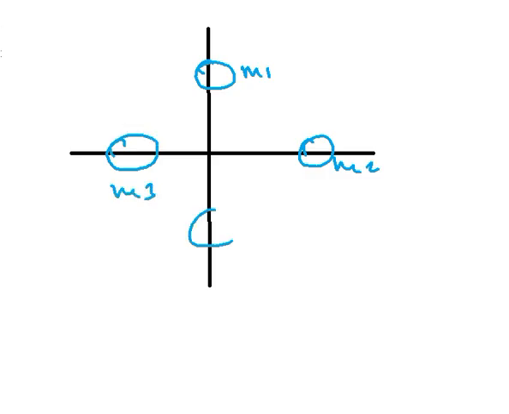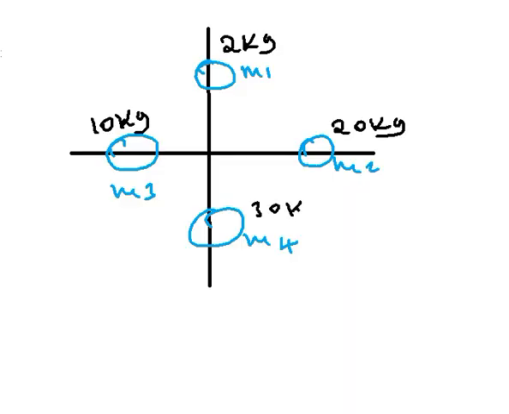And let's say we have a two dimension coordinate system. Let's say this is the case. This is the object of mass 1, this is the object of mass 2, this is the object of mass 3, and this is the object of mass 4. Now let's say mass 1 is given as 2 kgs, mass 2 is given as 20 kgs, mass 3 is given as 10 kgs, and this is given as 30 kgs. Let's say that is the case.